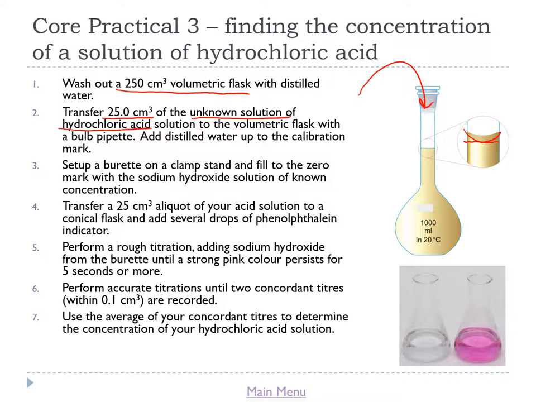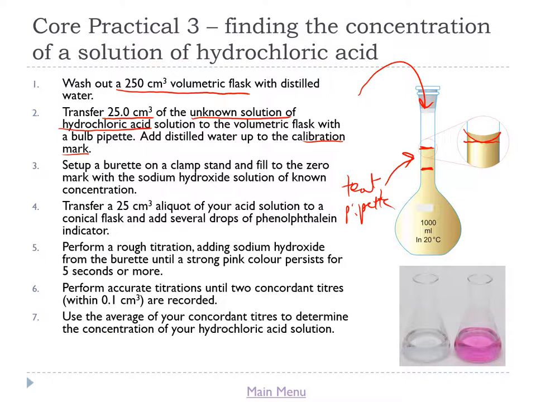What we're then going to do is add distilled water up to the calibration mark. Okay, and the calibration mark is that line there. Now, like with the last practical, we're going to fill up quickly until about that point, and then to fill the remainder of the volumetric flask, we're going to use our teat pipette. And that is so we can add a liquid one drop at a time, because remember, if we go a single drop over, we've no longer got the volume we think we have, and we have to start again.